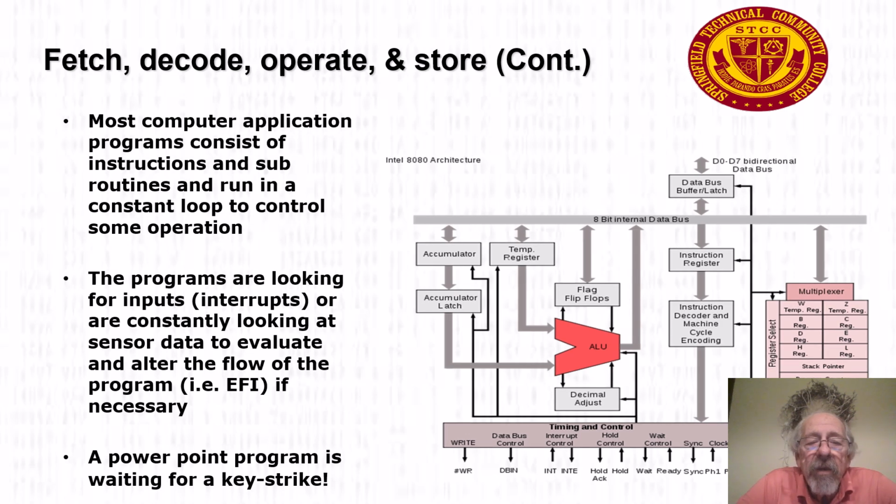Most computer application programs consist of instructions and subroutines and run in a constant loop to control some operation. The programs are looking for inputs, which we call interrupts, or are constantly looking at sensor data to evaluate and alter the flow of the program. For instance, electronic fuel injection, if necessary. A PowerPoint program is waiting for a key strike. For me to advance a slide on a PowerPoint presentation, I have to do a key strike, and it turns out that provides an interrupt which moves to the next slide.